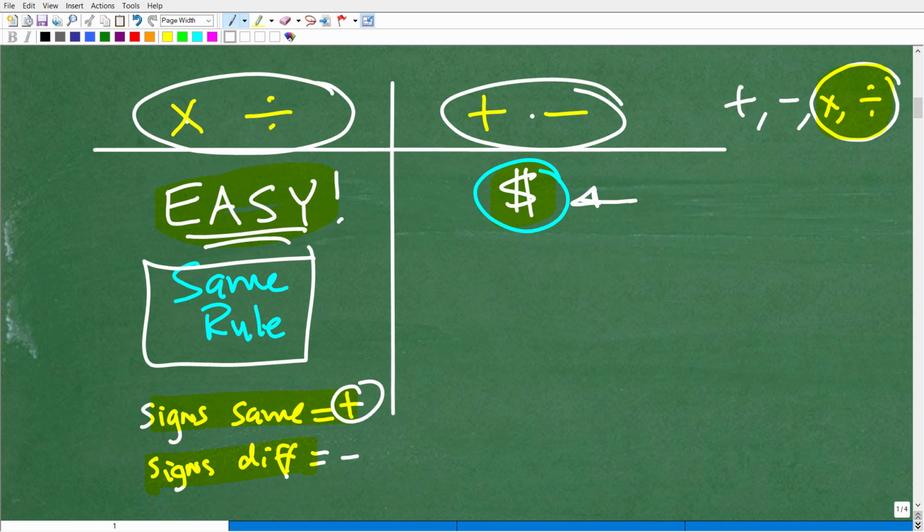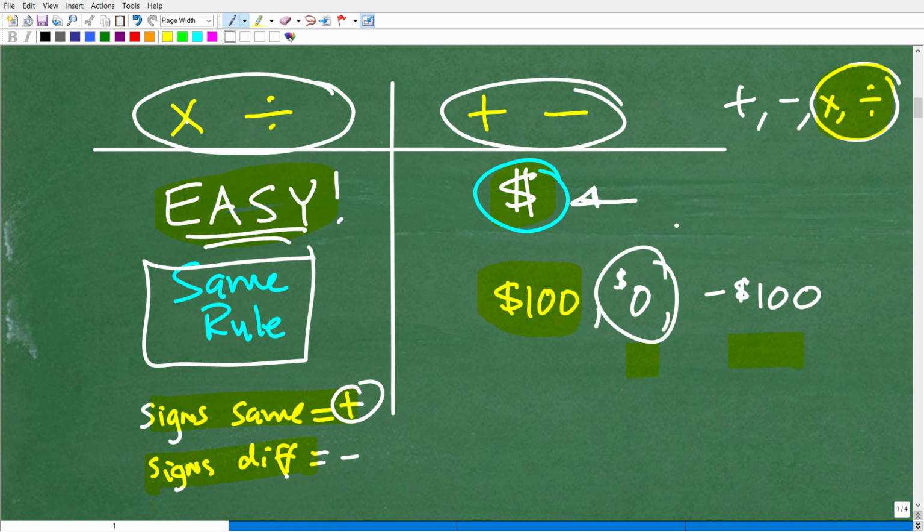Okay, so let me ask you this question. Would you rather have $100, $0, or -$100? Okay. All right, so most of you out there are going to say, "Ooh, I'll take the $100. That's the most money here." But what about between 0 and -100? What would you rather have in terms of your financial situation? Hopefully you said 0. I'd rather have $0 than -$100.